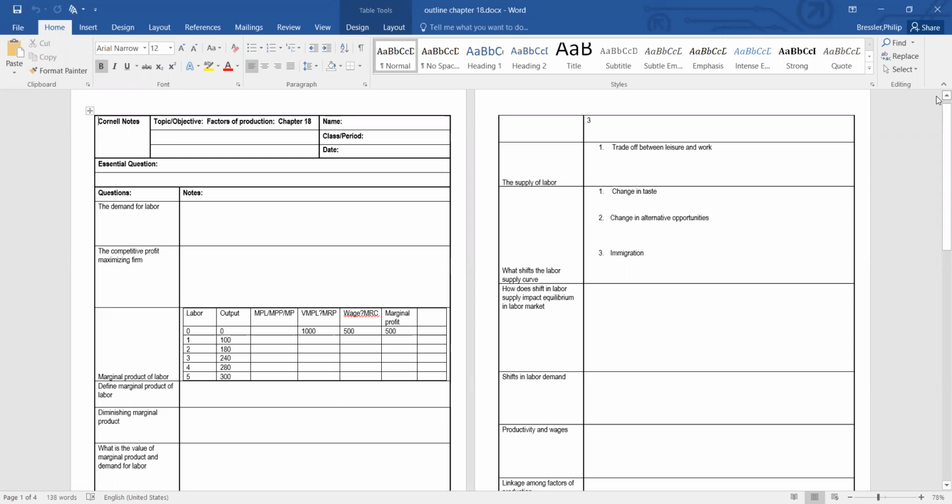And you could say some of the change in taste, well, women in the workforce definitely increase the number of workers. People working to an older age would increase the number of workers.